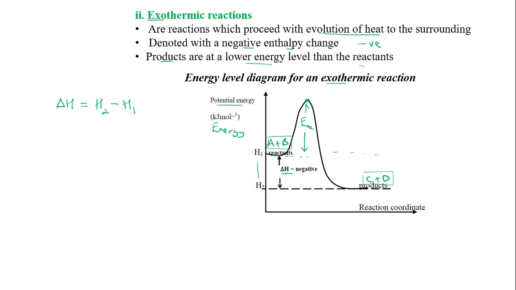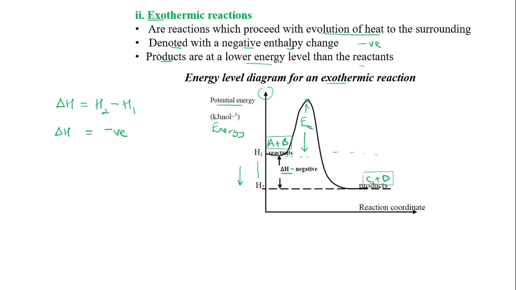So remember, when you look at this energy diagram, as we move down, we are moving towards less energy, as you can see by the arrow. So that means H2 is lower than H1. So if H2 is lower than H1 and we are subtracting, it means the answer we shall get must be negative. That's why we shall say that enthalpy changes for exothermic reactions are always negative.